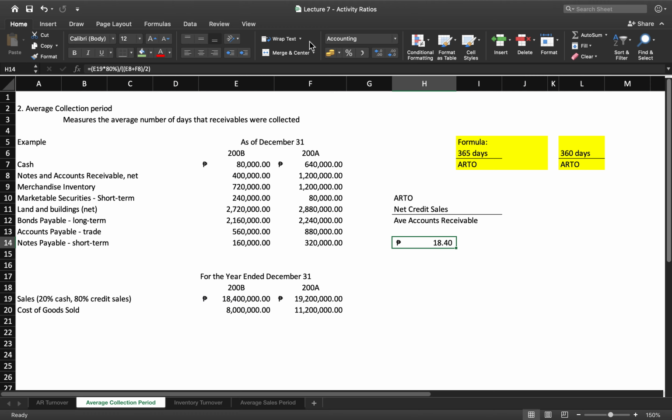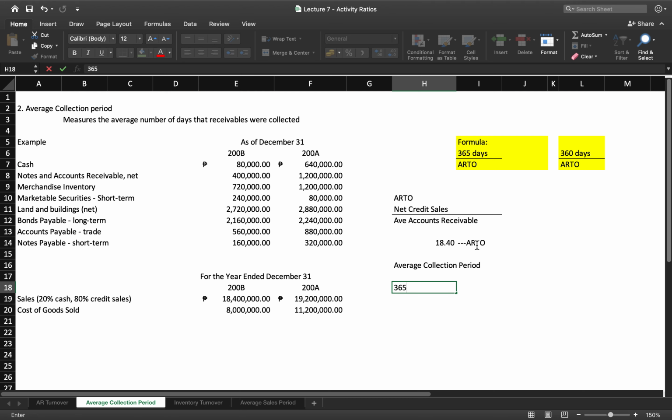So, 18.4 million number. Okay. 18.40 times in a year. So, now we have our R2, our accounts receivable turnover. So, since we are able to identify our accounts receivable turnover, then we may now solve for average collection period. So, what is our average collection period? So, using the conservative formula, 365 days divided by 18.40.